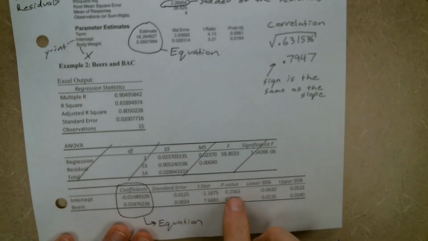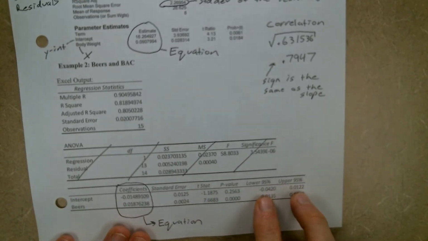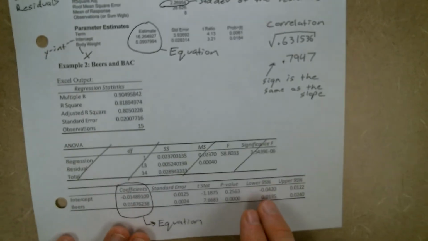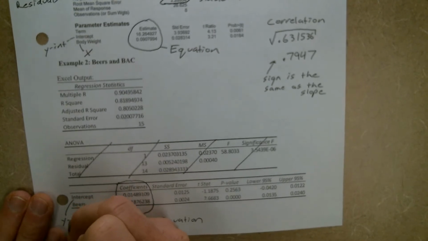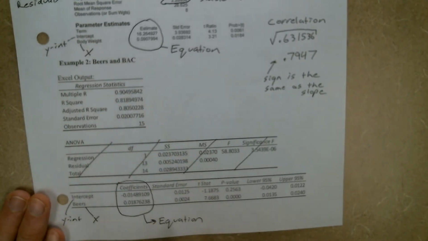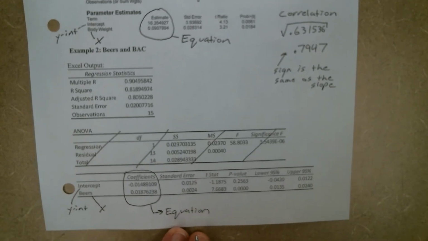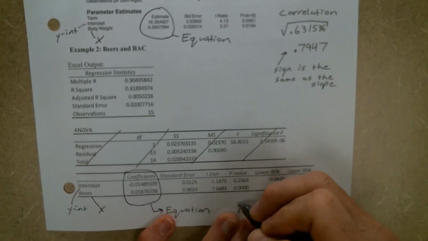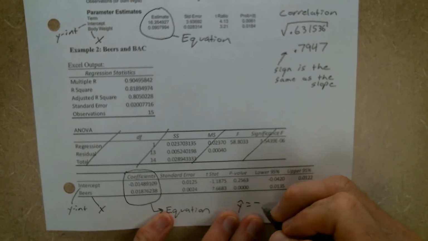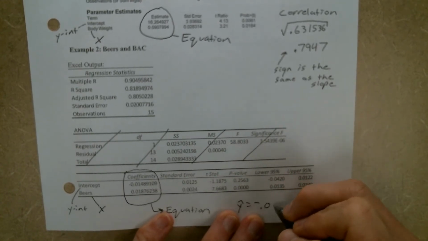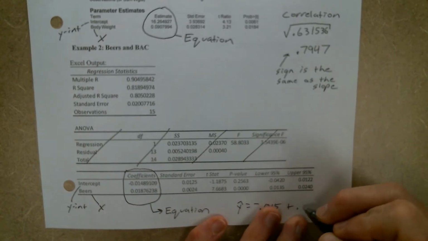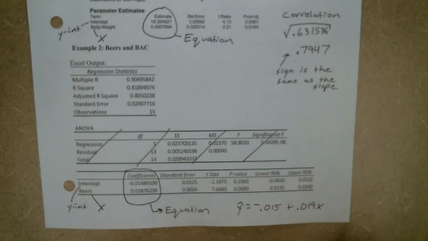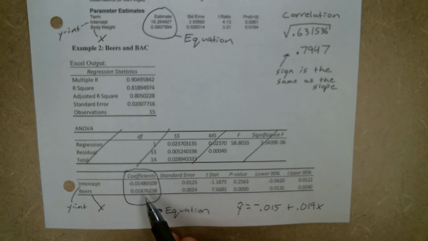Again, you're seeing t-stats, you're seeing p-values. This is what's called a confidence interval. You don't have to worry about any of this right now. For what we're doing, you just need to be able to get the equation, which again, there's our y-intercept, there's our x value. So this is that same BAC equation that we were dealing with before. So we're looking at y hat equals -0.015 plus, we'll say, 0.019x. All right, but recognizing that these are the numbers we need to write our equation.